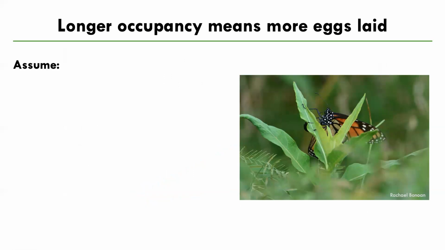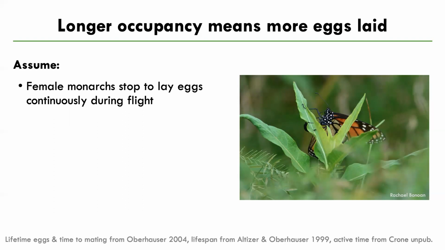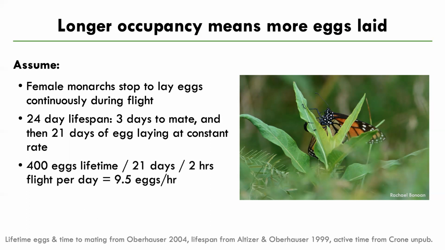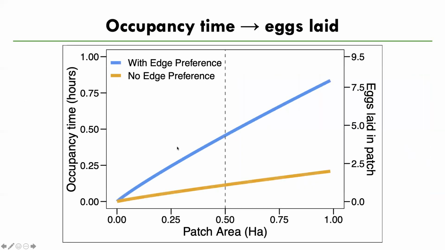We mentioned that longer occupancy time should lead to more eggs laid. And if we make some assumptions, we can get a rough idea how many more eggs we're talking here. So if we assume female monarchs stop to lay eggs continuously during flight, they have a 24-day lifespan, it takes them 3 days to mate, and they then have 21 days of egg laying at a constant rate, then we can do a simple calculation: 400 eggs over their life, 21 days to lay them, we say 2 hours of flight per day, then you have 9.5 eggs per hour. And then using this simple multiplication, we can convert the time spent in the patch to eggs laid in the patch.